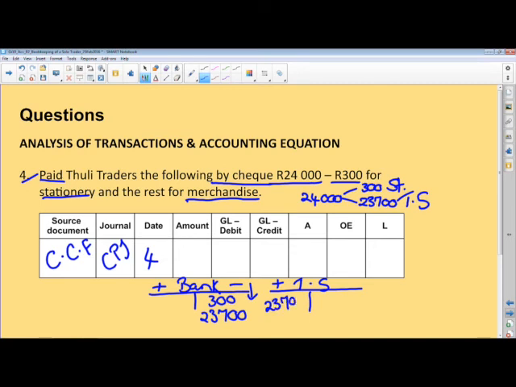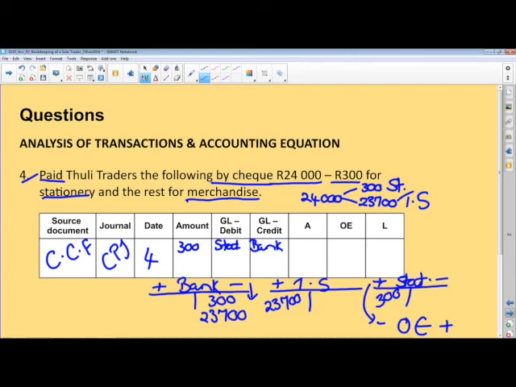23,700. And what happens to your stationery? Your stationery will be an expense. And remember, this expense is bad for my owner. I hate expenses. And therefore, stationery goes up, but it's got a negative effect on my owner's equity. Now, how do I complete my entry? I have to say the amount will be 300, and therefore stationery, as you can see, will be debited, and then your bank will be credited because I'm giving out money.